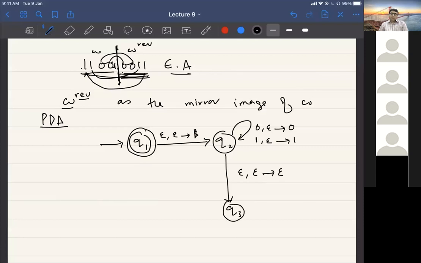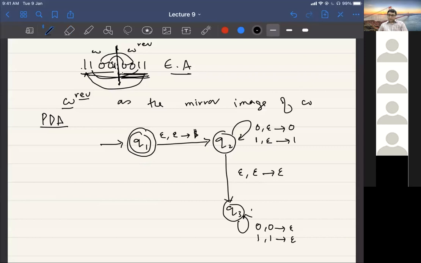And suppose this was the case that we found that line. So in that case, whatever zero that we read, we should find a zero on the stack and we should just remove that zero. Whatever one that we read from the input, we should find a one on the stack and we should pop it out, right?